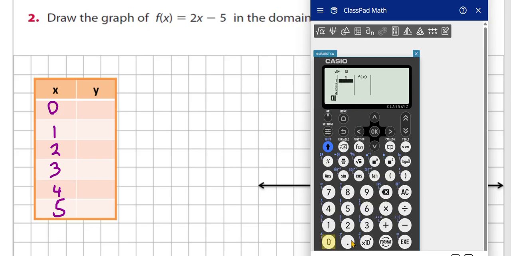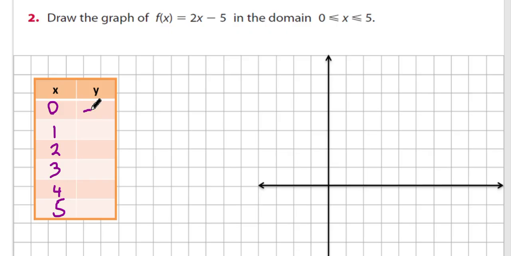Press 0 for the first one. 0, minus 5. Press the plus button and it'll calculate all the points for me. See that all the points are calculated now? You've been able to do it? Okay. Here we got 0, minus 5. 1, minus 3. 2, minus 1. 3, 1. 4, 3, and 5, 5.